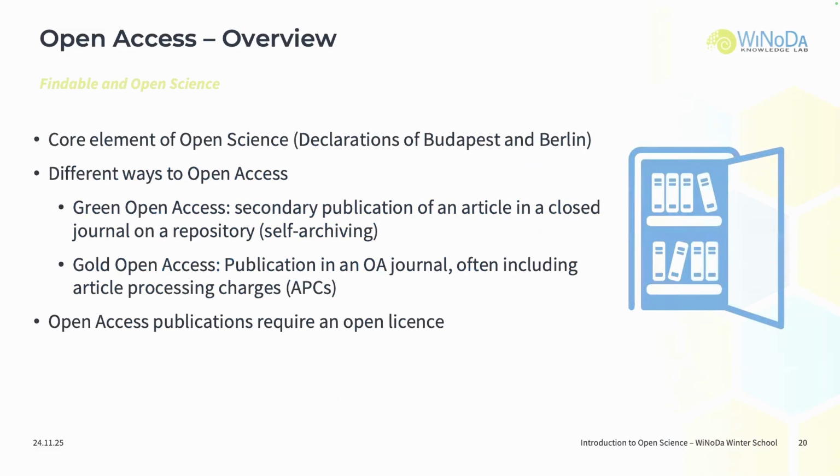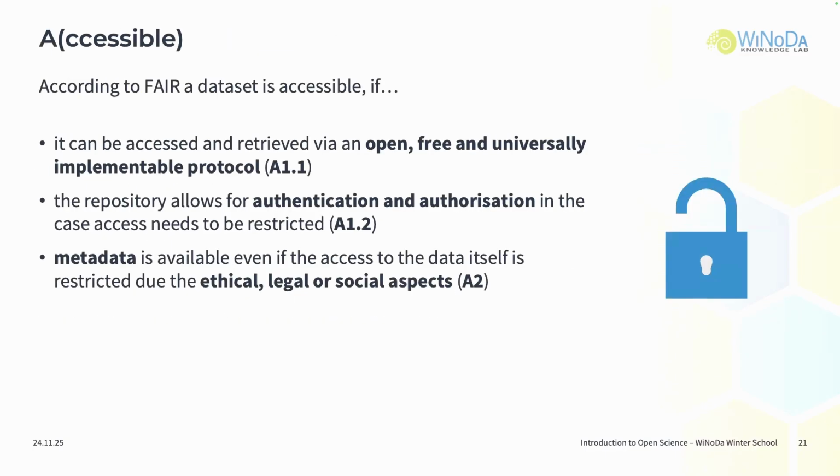There are different ways to do open access, such as green or gold open access. However, that mostly refers to text publications. What is important for all types of open access, independent of text publication or dataset, is that they require an open license, because in that way the free reuse and the legally secure reuse is guaranteed. Open licenses are key.